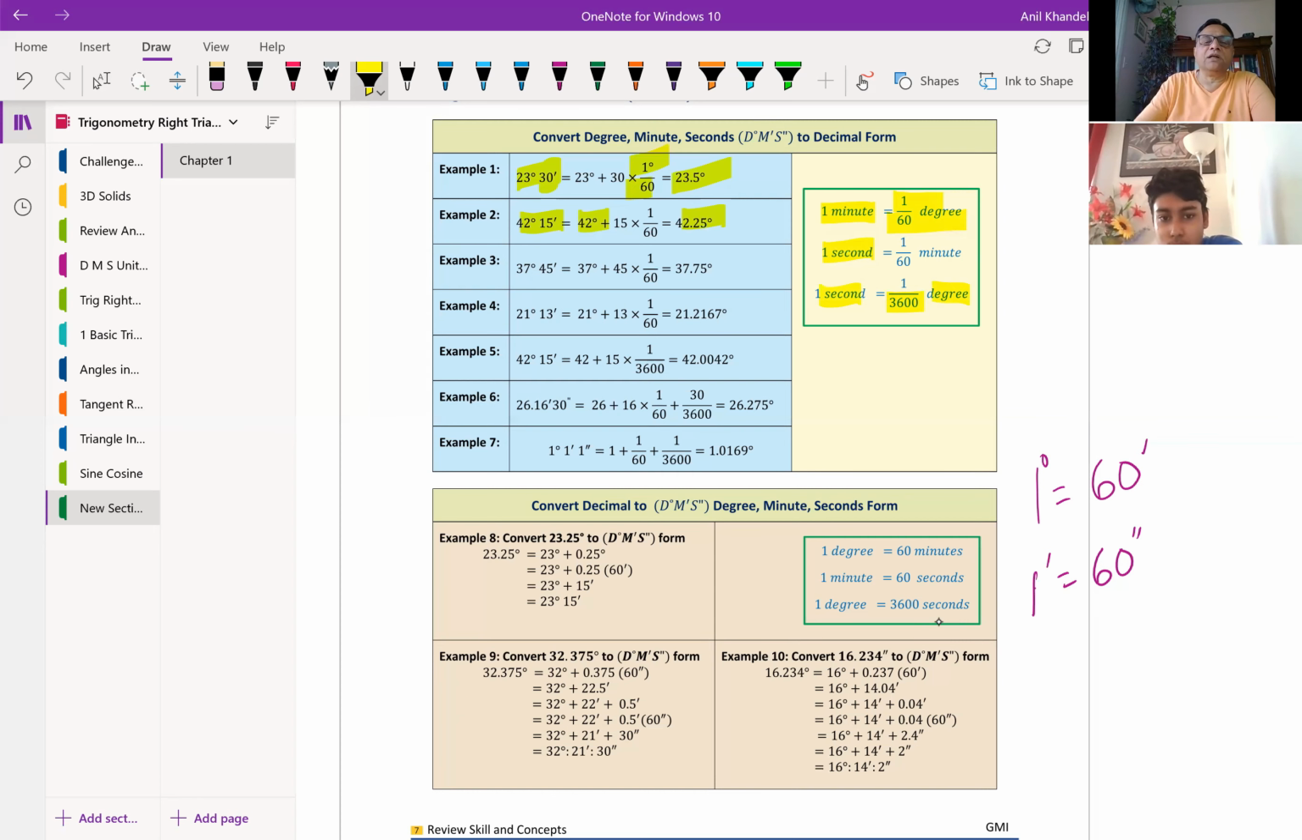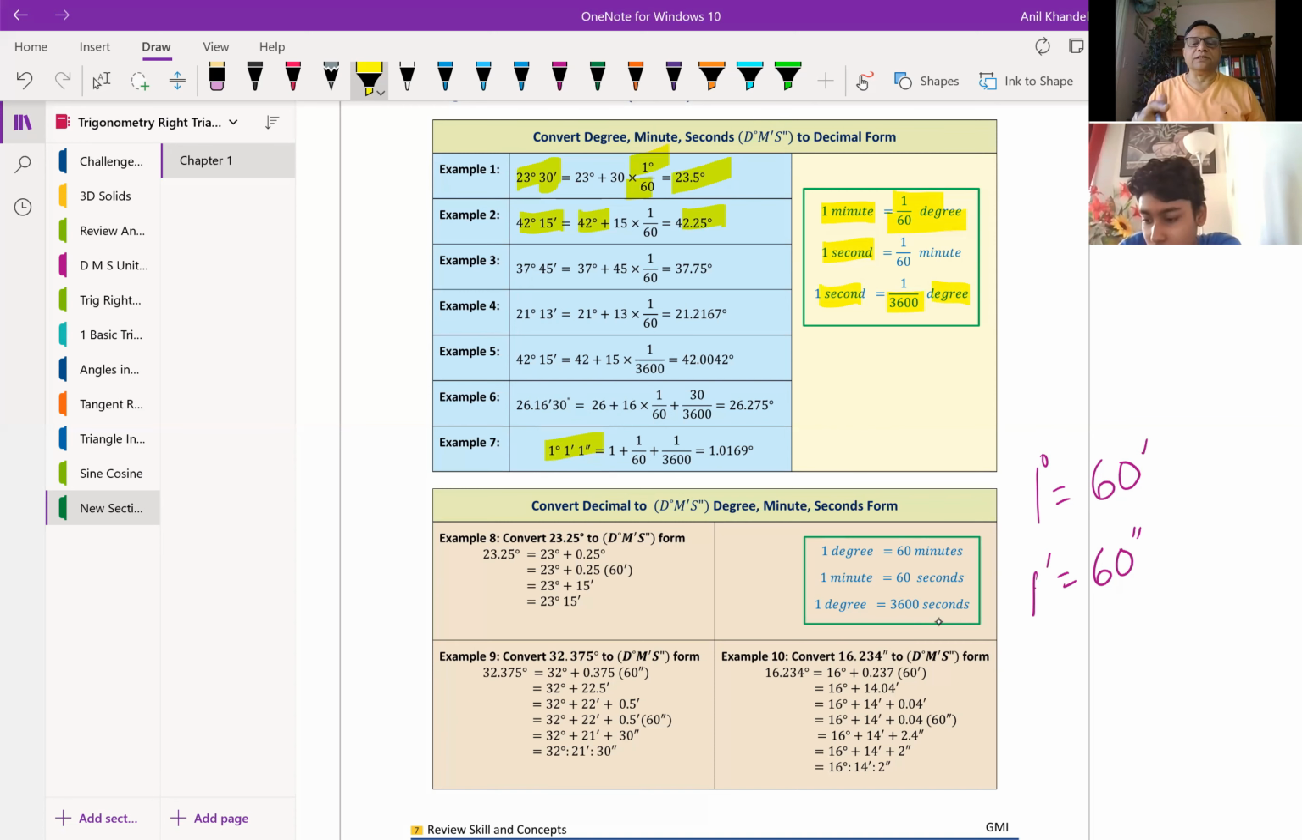Perfect. So let's do the last one here. 1 degree, 1 minute, and 1 second. How are you going to convert this one? So in this one, it would just be 1/60th plus 1/3600. Yes. And then you get your answer, right? So that is how you convert when you are given DMS, degrees, minutes, and seconds, to degrees in decimal form.